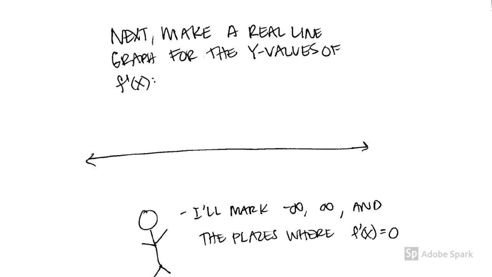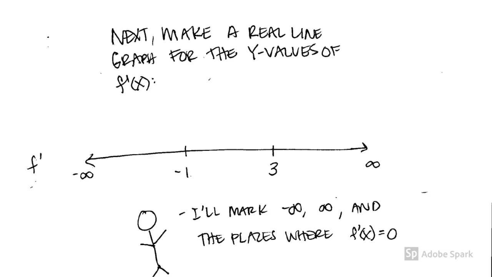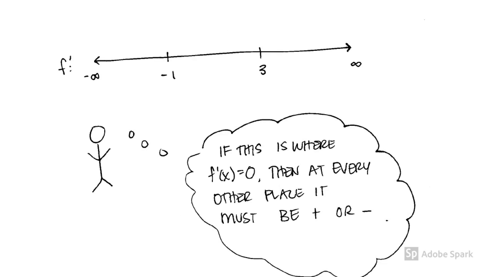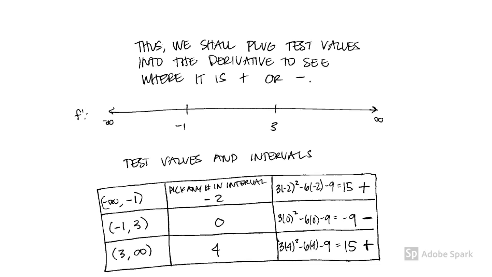Next we make a real line, and we're going to track the y values of the derivative. I always make sure to mark negative infinity and positive infinity, and then mark wherever the derivative is 0, in this case negative 1 and 3. So if the derivative is 0 at negative 1 and 3, it must be positive or negative in each of the intervals. Thus, we only have to plug in one test value from each interval to see whether the derivative is positive or negative. For the first interval, I'm going to plug in negative 2, because that fits in the interval, and I got the derivative was positive.